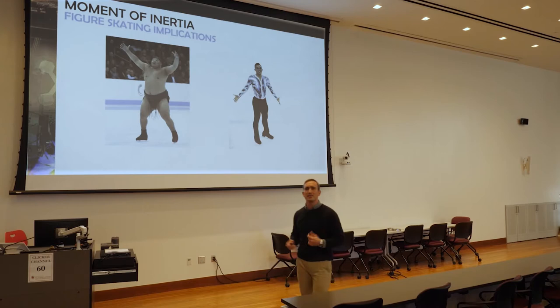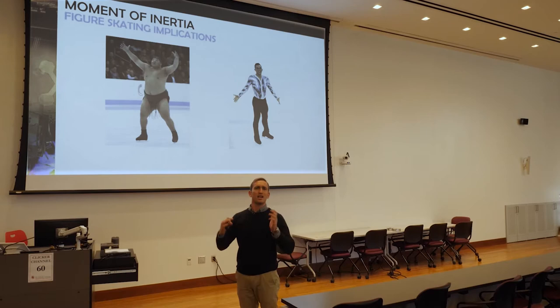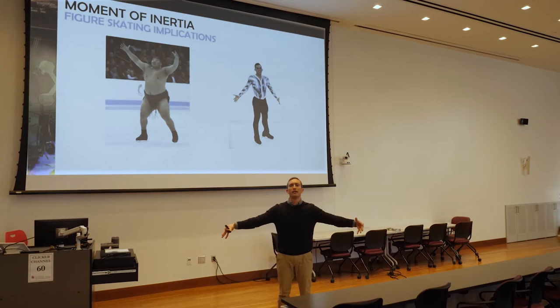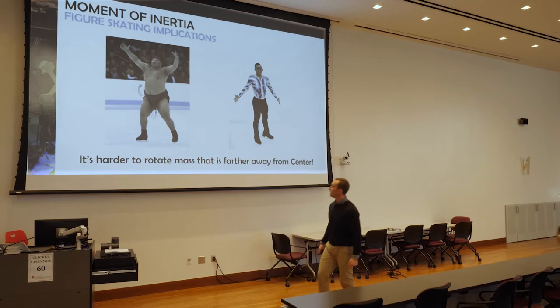That's the case because, well, our figure skater over here, Mr. Sumo Wrestler, is at kind of a disadvantage. Not only are they heavier, but their mass is distributed farther away from the point that they might want to rotate about, which would be through the central axis. And as a result, it's going to be much harder for that person to rotate.